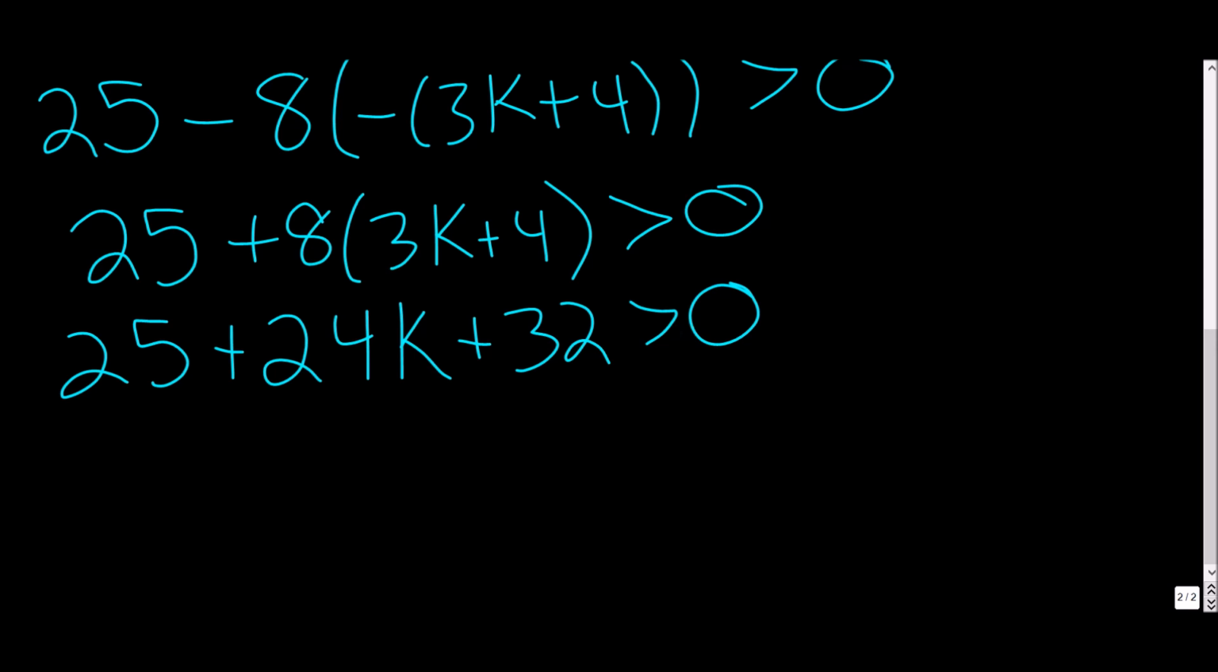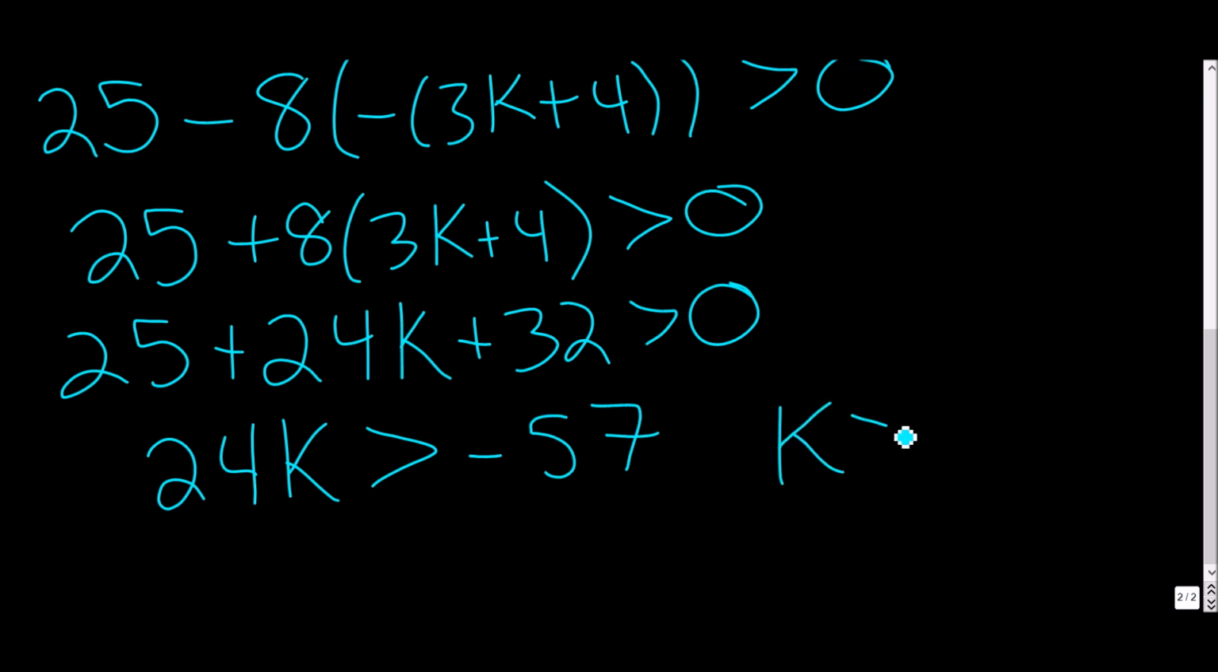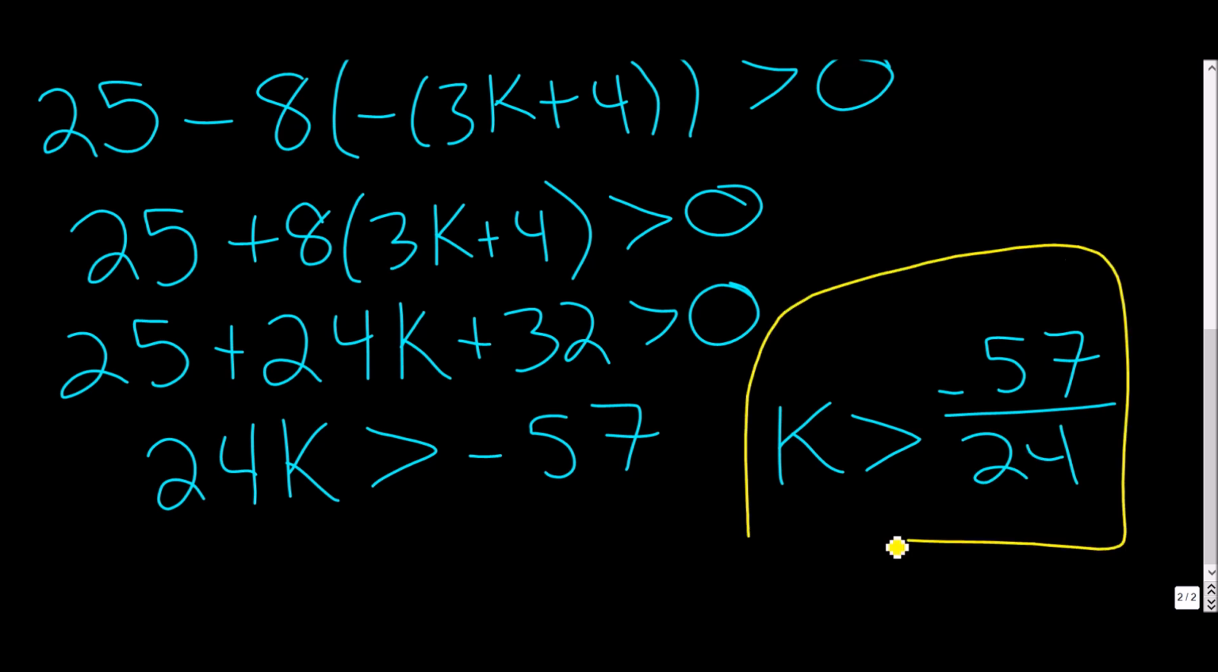So we're going to leave the 24k over here. I moved the 25 and the 32 over, so it's negative 25 and negative 32, which makes negative 57. And so we end up with k being greater than negative 57 divided by 24. Now, that seems absolutely nuts. Right? What kind of number is that?